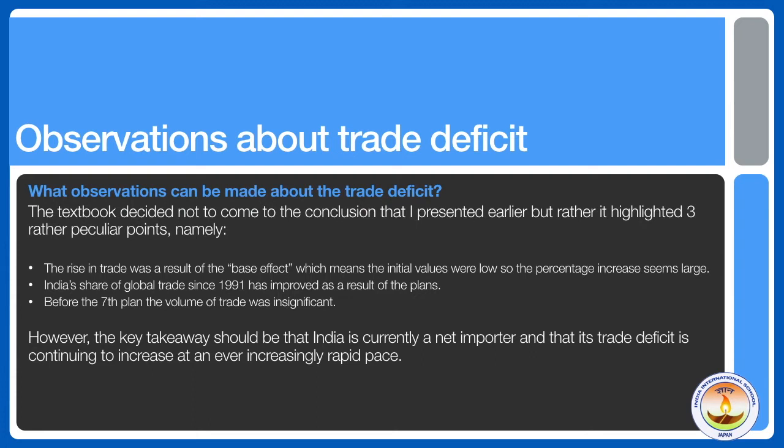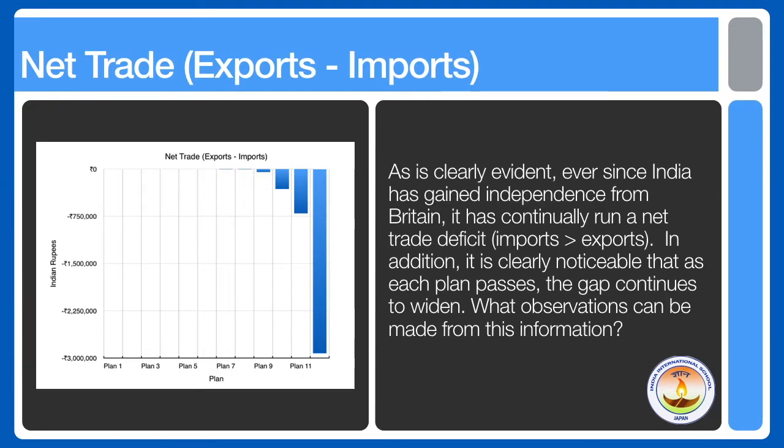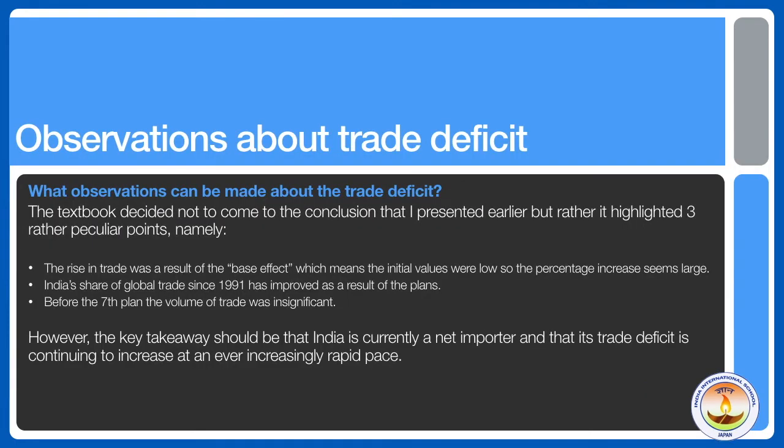In the first plan, the total value of trade was only 6,760 crore rupees. But by the end of the 11th plan, it is exponentially larger than it was in the beginning. Secondly, India's share of global trade since 1991 has improved directly as a result of the plans. I think this is also a little ambitious.